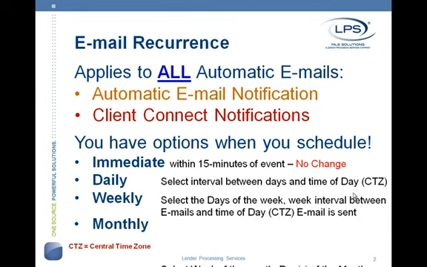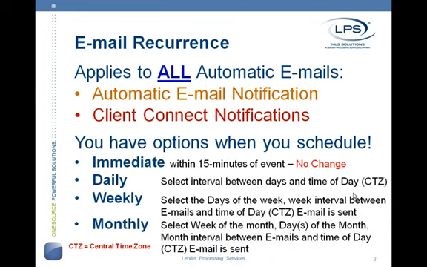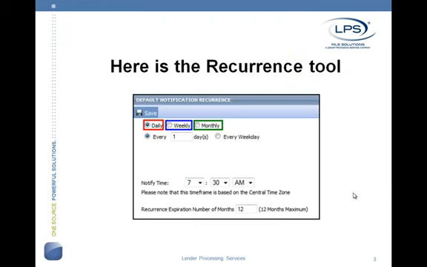You also have monthly, and with the monthly, you can select the week of the month, the day or days of the month, and the month intervals between your emails, along with the time of day your emails are sent to your client. And this is what the recurrence tool looks like.